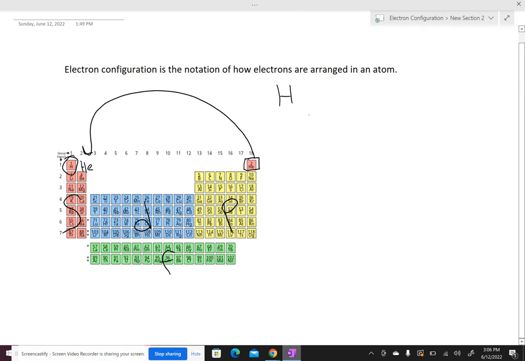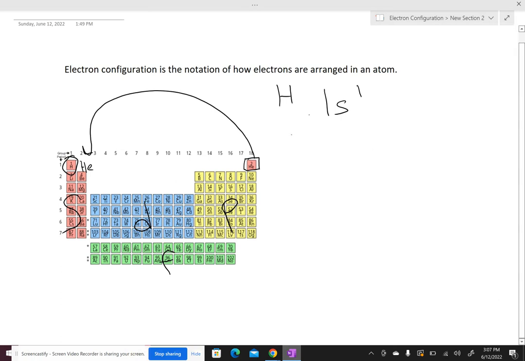It is in the first energy level. It is in the S block, and it is the first element square in that subshell. So it gets a 1 as a superscript for its electron configuration. So 1s1 is the full electron configuration for hydrogen.